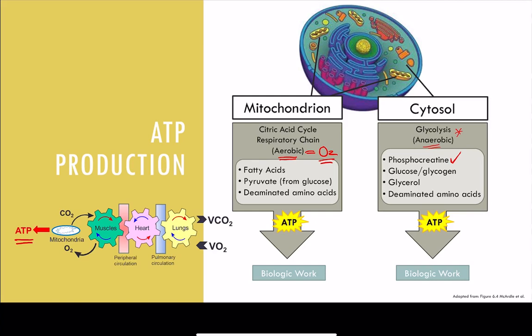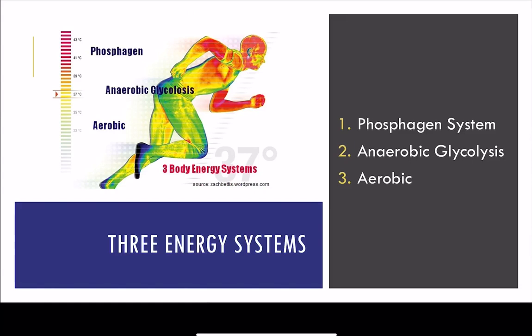So we have the ability to make continuous ATP supply because we have different metabolic pathways, some requiring oxygen and some being anaerobic. The three main systems that we will go through in detail are the phosphagen system, anaerobic glycolysis, and the aerobic mechanisms.